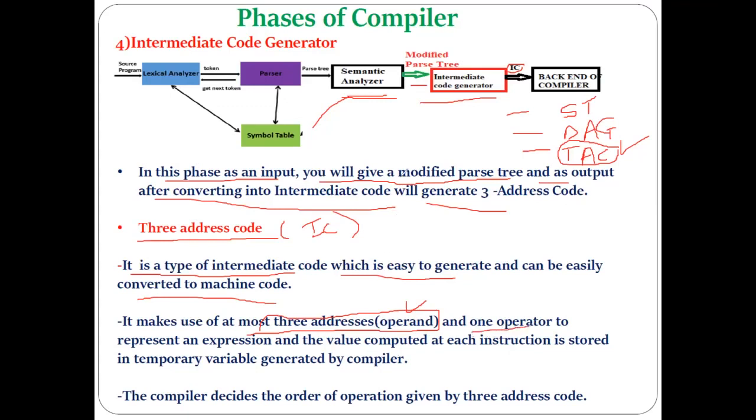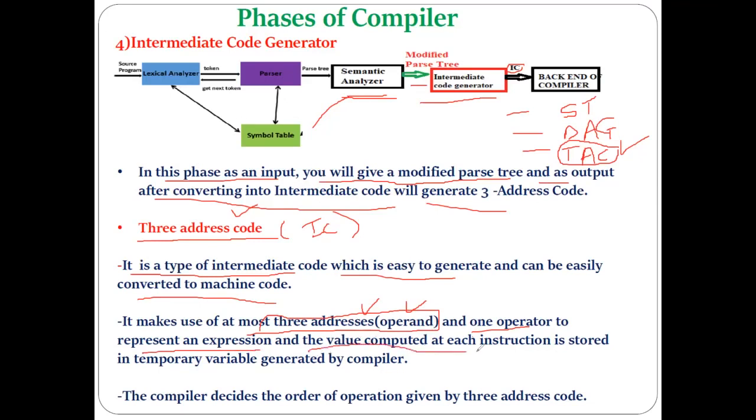Okay. To represent a particular expression, which is a part of the source program, the intermediate code generator generates the intermediate code as a three address code. And that three address code will contain at most three addresses, meaning at most three operands and one operator. That is the reason this particular IC is called a three address code. Okay. So here I have mentioned TAC makes use of at most three operands and one operator to represent the expression from source code.